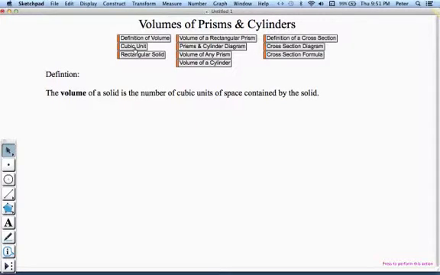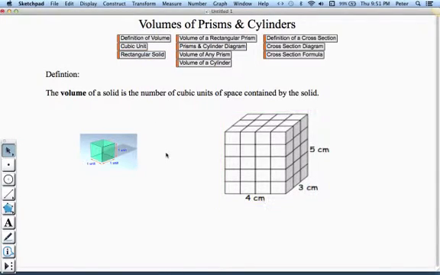Well, when we talk about a cubic unit, it's really just a cube that is 1 unit wide, 1 unit long, and 1 unit high. And the question with volume is, how many of these cubic units will fit into the larger unit, be it a prism or a cylinder or a pyramid or a cone.